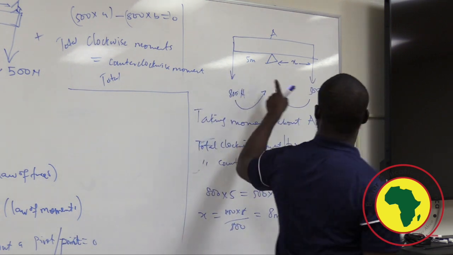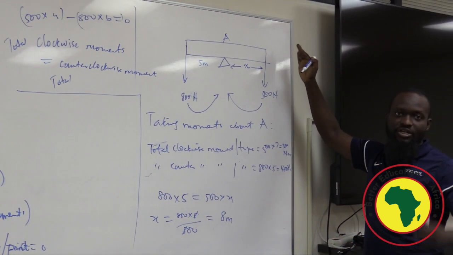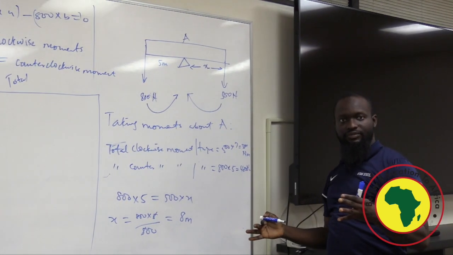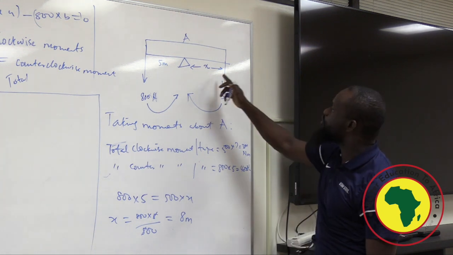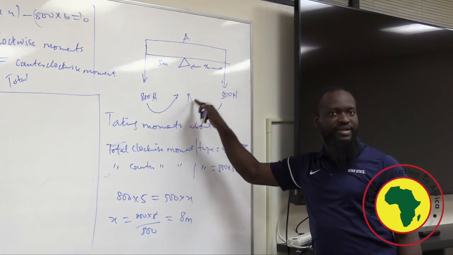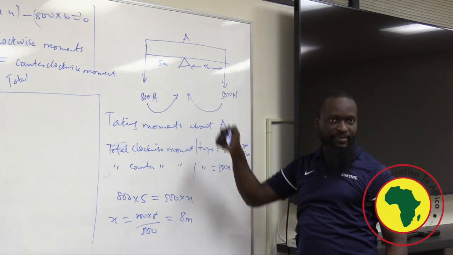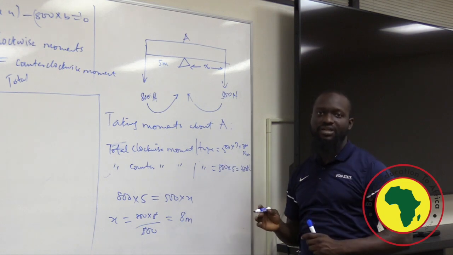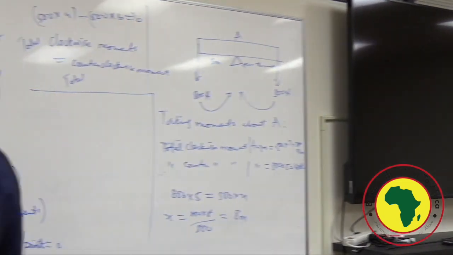So for this girl to balance this guy, she has to move an extra 1 meter, 8 meters instead of 7. So they will balance each other. Okay? That's how moment works. Now we can have more than one moment. Also, we'll have 2 people sitting here and 1 person sitting there. So we'll have 2 clockwise moments coming from those 2 guys. We sum them up. They must balance the counterclockwise moment coming from this guy for that thing to be in equilibrium. Okay?